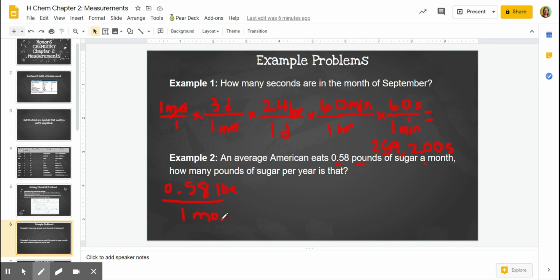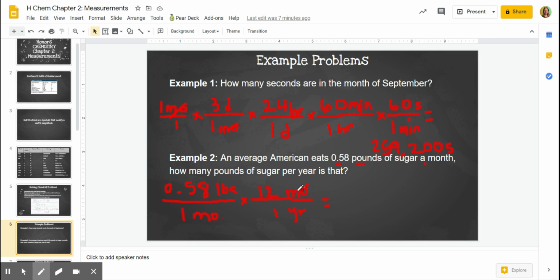Okay, and what it wants is pounds per year. So I'm just going to change this bottom unit down here. I'm going to leave the pounds up top, and I just want to get rid of the months. So in my conversion factor, I'm going to put months on top because that's the one I want to cancel out. So if I put months on top, then these will cancel. And what I want is year. So I'm going to put year on the bottom. How many months are in 1 year? That's an easy answer. 12 months, 1 year.